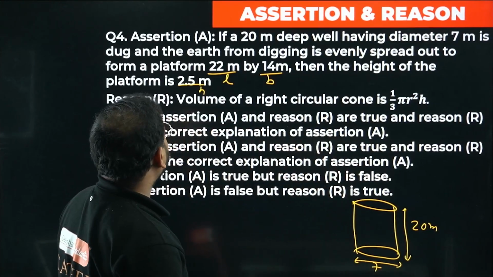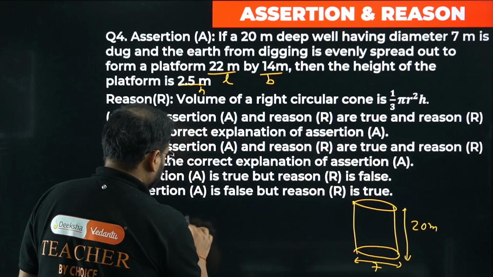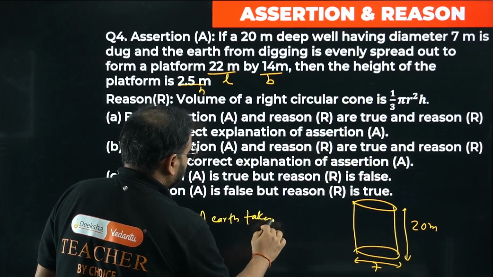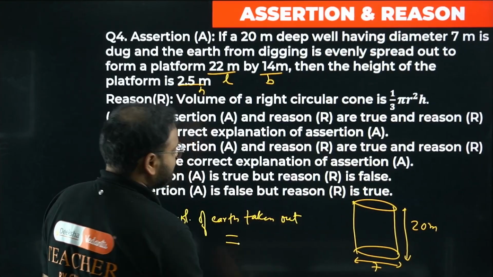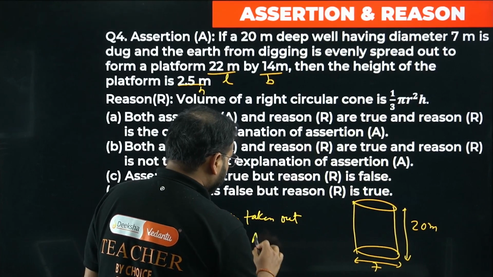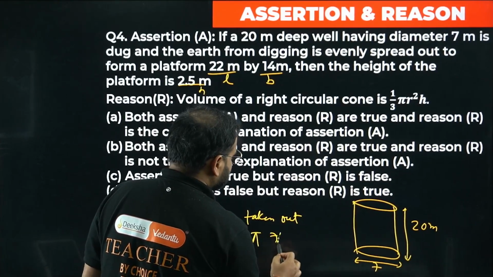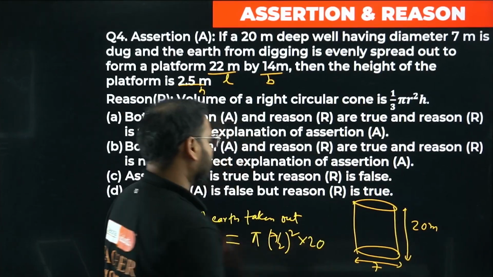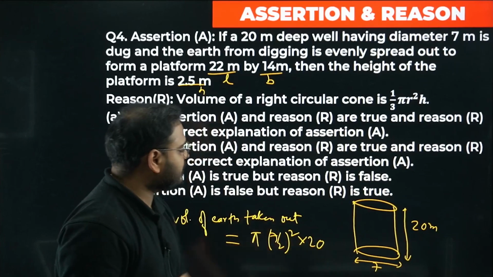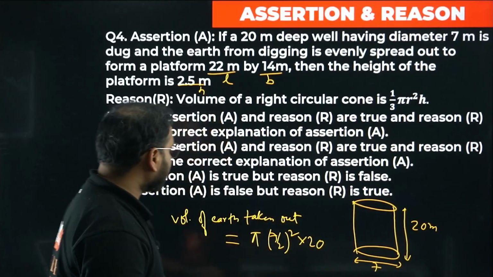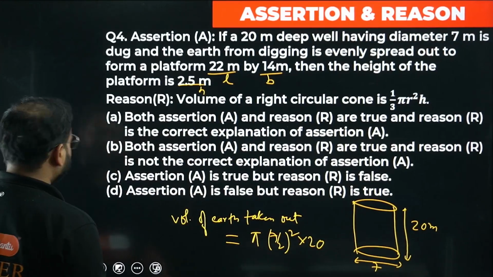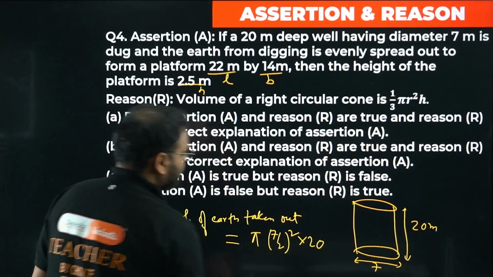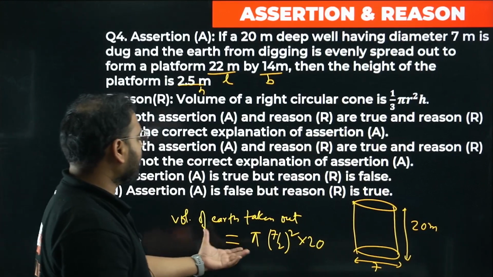So what is the volume taken out from this? Volume of earth taken out, or dug out. How much is that? Please check. So cylinder: pi r square h. How much is r? Diameter is 7, right? What is the radius? 7 by 2. So 7 by 2 the whole square times h, and h is 20. I hope this is visible to you. If not, I'll make it visible. Don't worry. This is the volume of earth taken out, pi r square h.